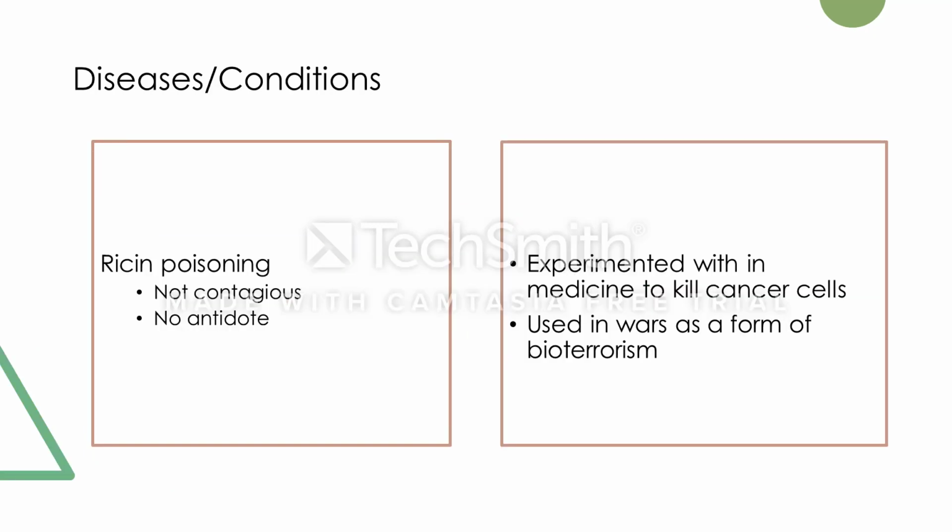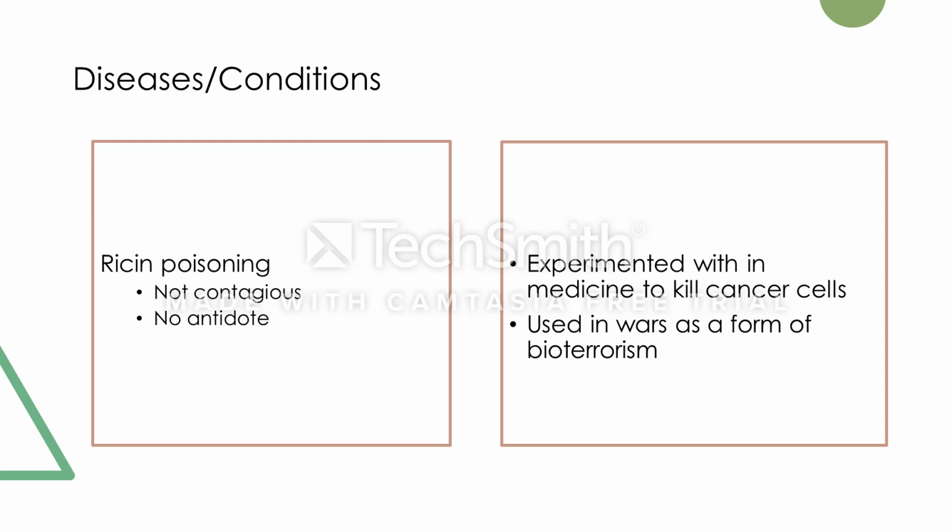Although there are no diseases or conditions associated with ricin, it can be used as poison and can be lethal depending on the dose. Luckily, ricin poison is not contagious. However, there is no antidote. If the dose is high enough, ricin will be lethal and there is no stopping it.